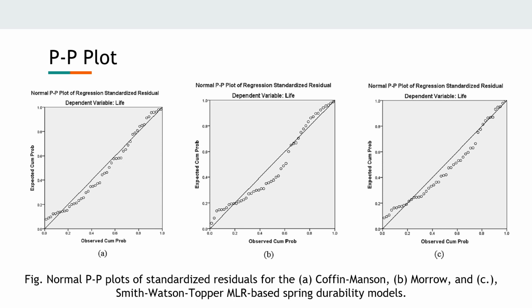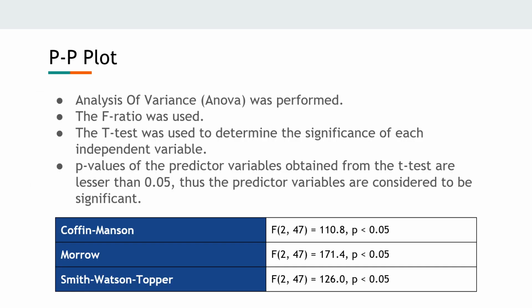Analysis of variance was performed to determine the dependency of the fatigue life of automotive coil spring on the weighted acceleration and natural frequency of the vehicle suspension system. The F ratio was used to test whether the overall regression model fits well with the data. Even though the ANOVA results reveal the significance of the MLR-based spring durability models, they do not provide the significance of the independent variables. If p-values of the predictor variables obtained from the t-test are lower than 0.05, the predictor variables are considered to be significant.